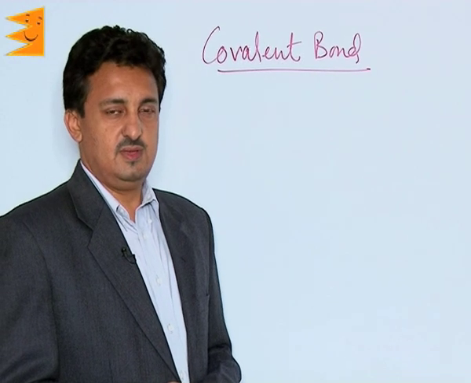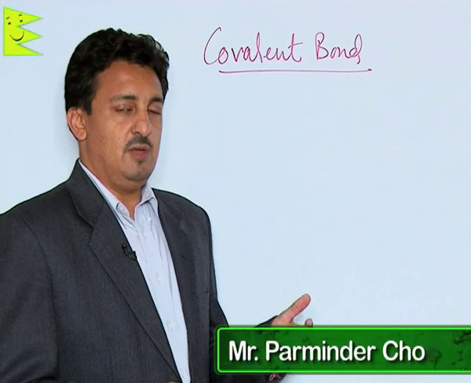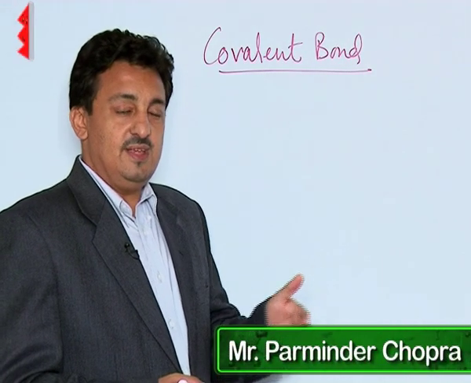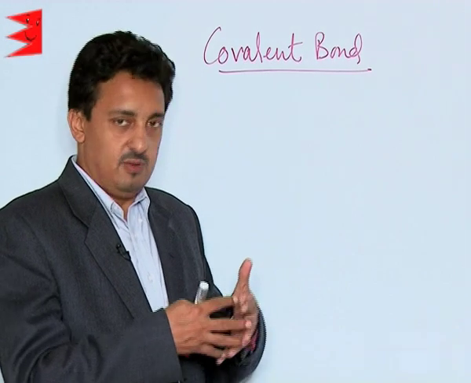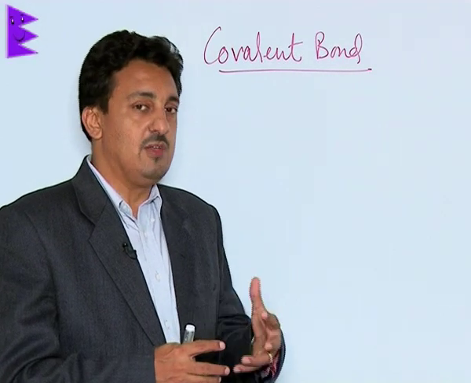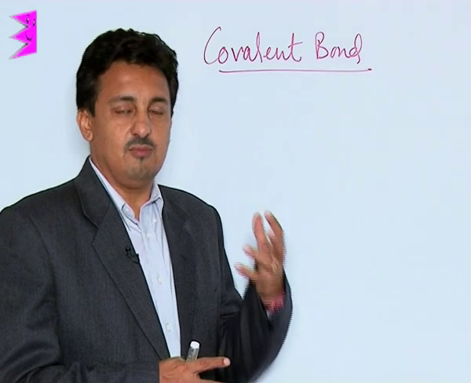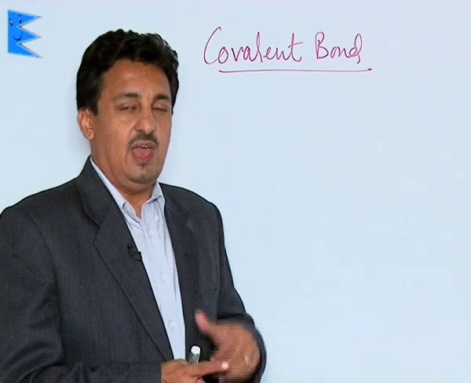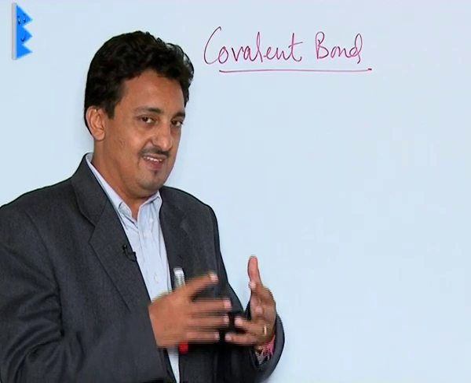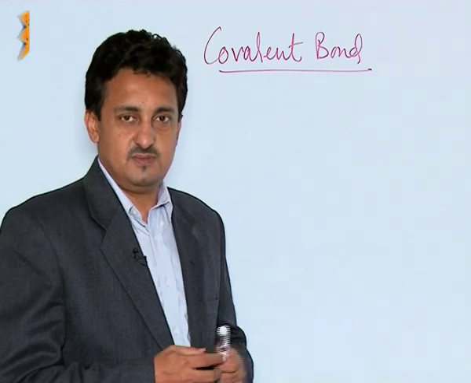Covalent bond. Let us study the covalent bond. Now, before moving into the details of how covalent bonds are formed, let us first understand the molecules which have covalent bonds. Those are called covalently bonded molecules. And also, first let us understand the properties which are associated with these bonds.